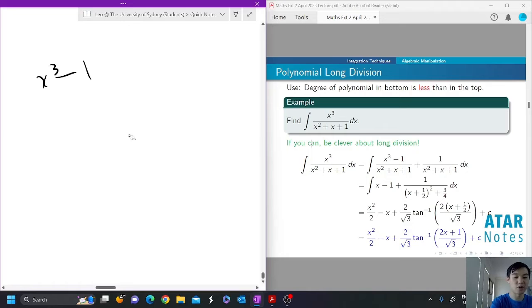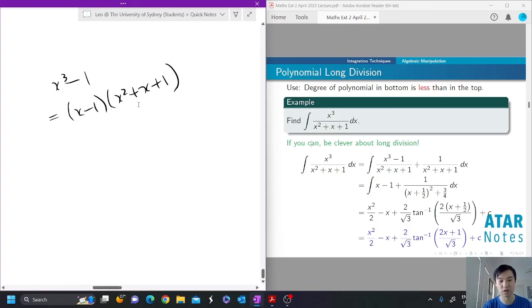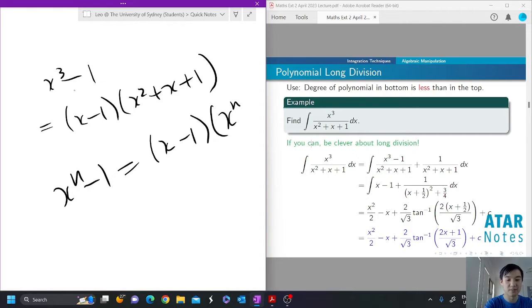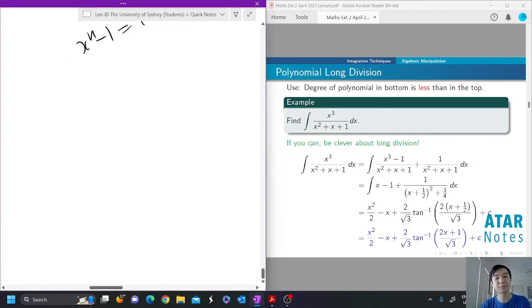x cubed minus 1 as (x minus 1)(x squared plus x plus 1). Even if you didn't do this in junior school, you would have done this in year 12 extension 2 when you did complex numbers, because you would have looked at a lot of divisions like that. So it's not just x cubed minus 1. Remember, you learned x to the power n minus 1 is equal to (x minus 1) times the rest. You remember that, so you learned this already in the course.